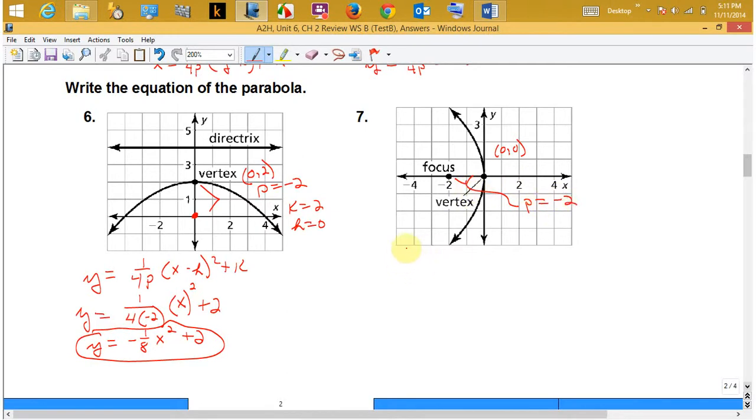So my equation form, since it's opening left to right, is going to be x is equal to 1 over 4p y squared. Let's put p equals -2 in there. x is equal to 1 over 4 times -2 y squared. So x is equal to -1/8 y squared.